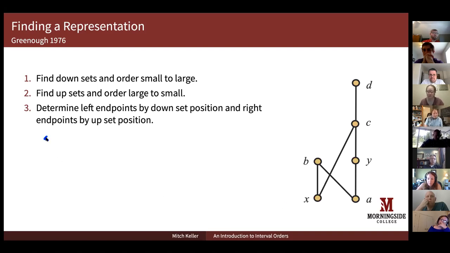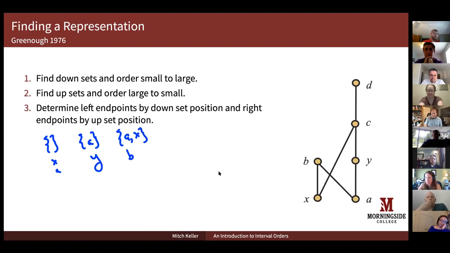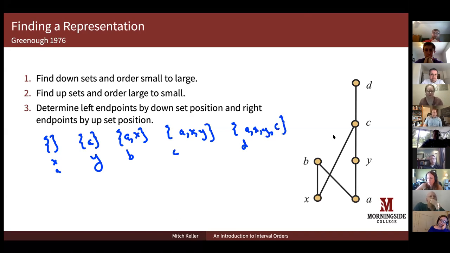Okay, so what are the downsets? Well, X and A have the empty set. There's nothing less than them. Y has just the set containing A. B has the set containing A and X. C has the set containing A, X, and Y. And D has the set containing A, X, Y, and C. Let's see, there are 6 points there, and I've got, okay, 5 downsets. 2 of them have the same downset. And these are written down in order from smallest to largest.